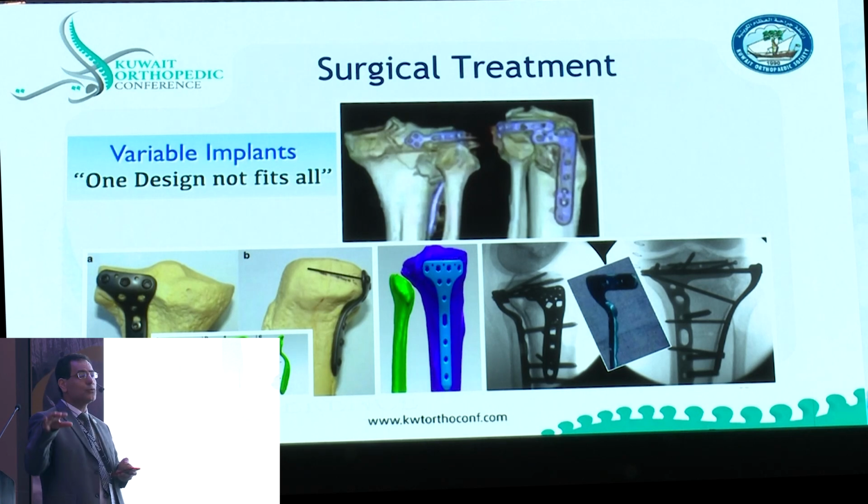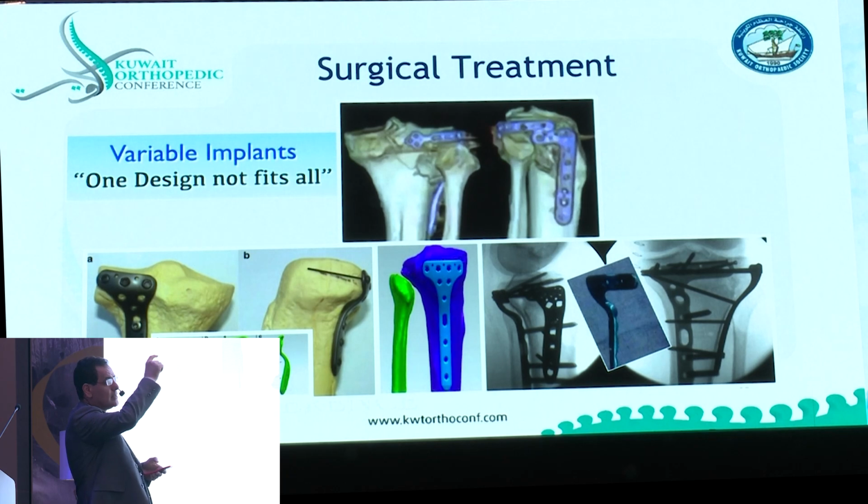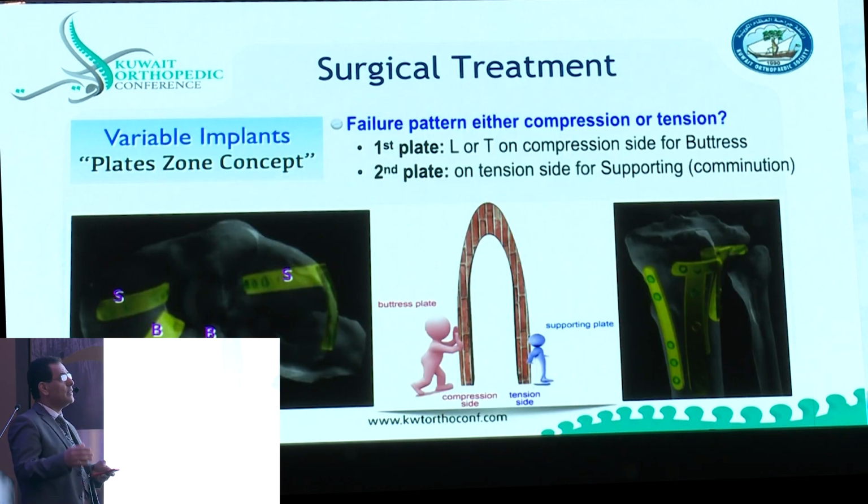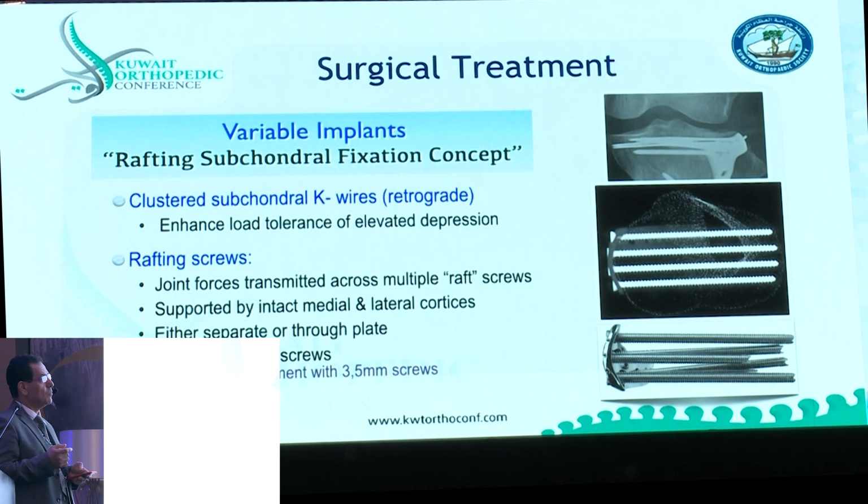There are many types of implant you can use, but the most recent one is the rim plate. This is for the more proximal or juxta-articular fracture, and also the long lateral plate. Also, you must determine what the failure pattern is. Failure pattern is either compression or tension. Your first plate, L or T, is applied on the compression side and acts as the buttress, and the second plate on the tension side. And this is what's called the two-plate zone concept.